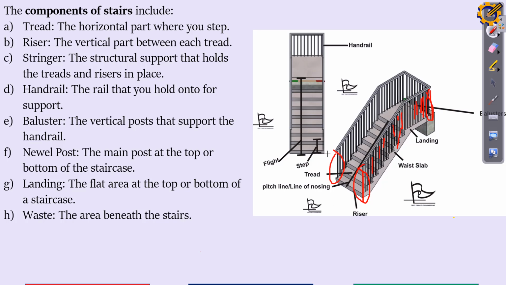Take note. The landing, the flat area. I was mentioning the building, the Dean's office in the Faculty of Education. When you climb, I think that staircase is a dogleg, a half turn. When you climb the first flight, you have a flat surface where you rest. Imagine a pregnant lady, she can't just climb in one go, she rests. When you rest, you turn, then you continue. So that's the landing, the flat area at the top or bottom of the staircase. And you have the waist, the area beneath the staircase. Just as all of you have a waist, your staircase also has a waist.